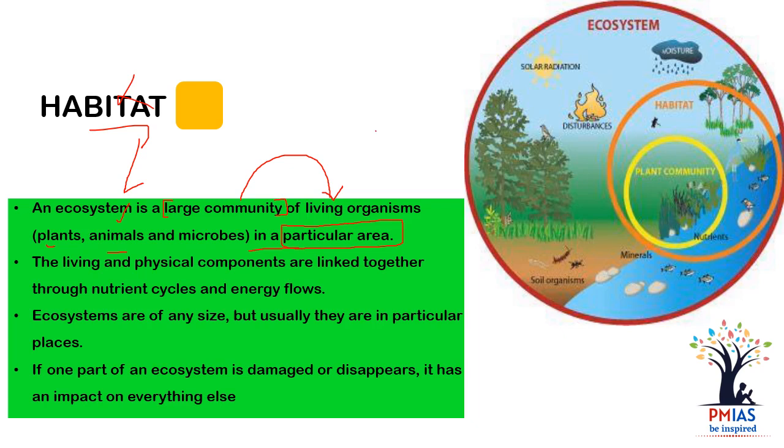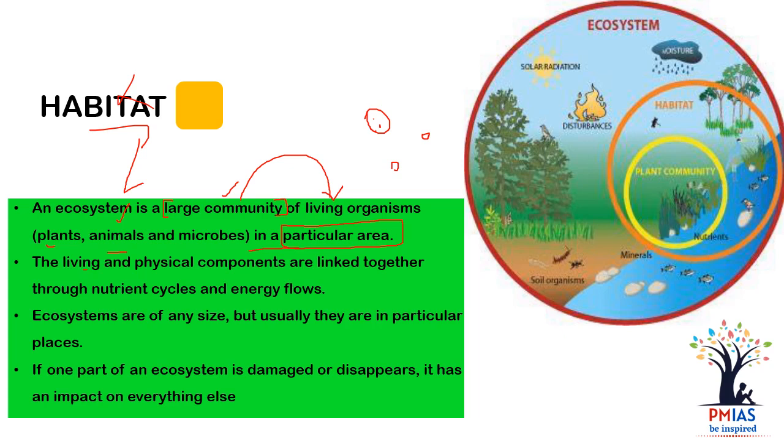For example, if there is only one here, it is not a community. But if many people are in this place, it is a community. So clearly, to define ecosystem, it is a larger community of living things. Example: plants, animals, microbes in a specific or particular area.